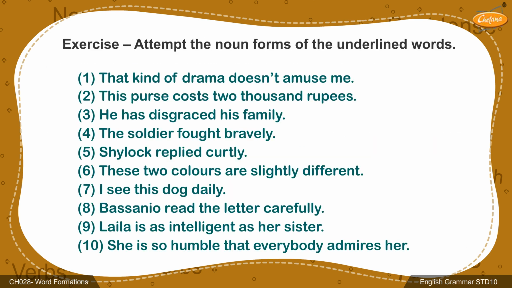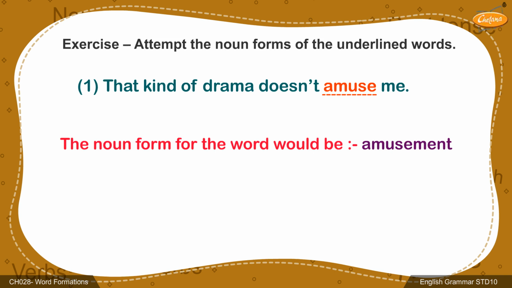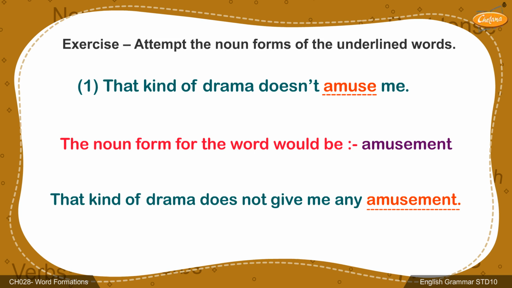Exercise. Attempt the noun forms of the underlined words. For example, the sentence given is, "That kind of drama doesn't amuse me." The word given is amuse, students. The noun form of the word would be amusement. We now need to replace amuse with amusement. Thus, the sentence construction would now change. The answer would be, "That kind of drama does not give me any amusement."